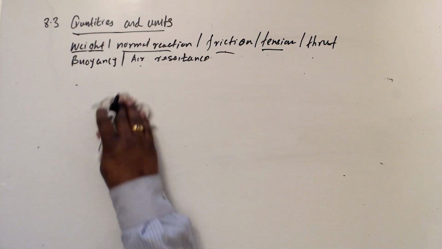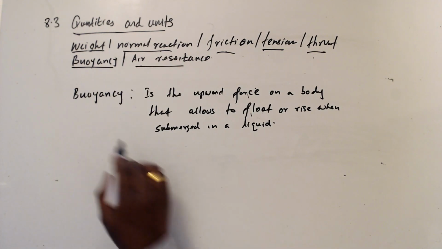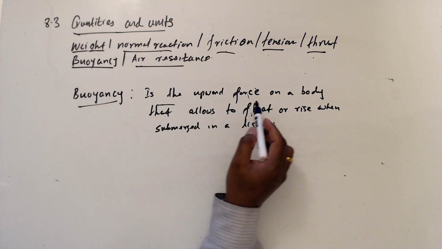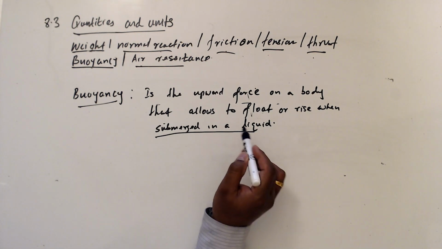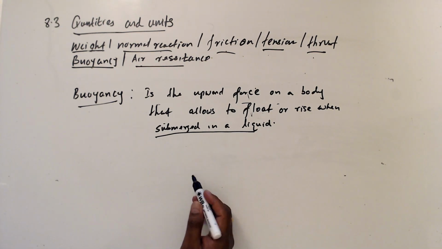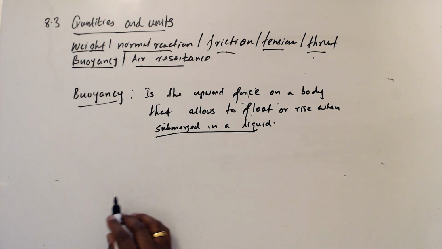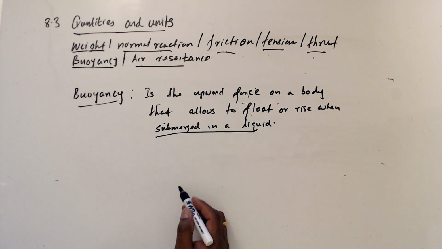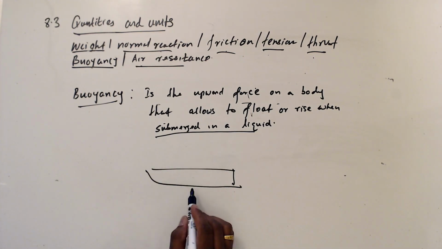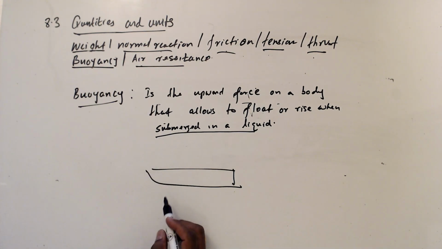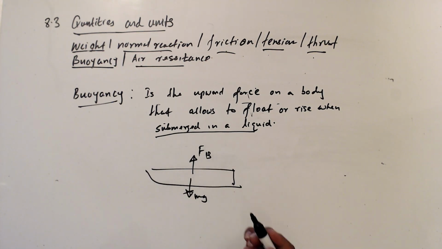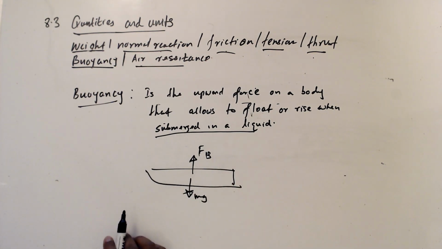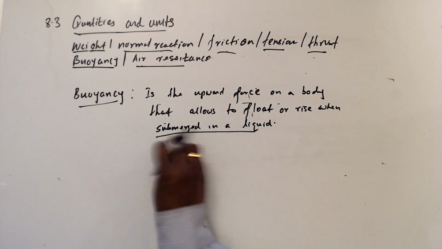And next one is buoyancy. Buoyancy is the upward force on a body that allows it to float or rise when submerged in a liquid. Because of this, that's how the boats don't sink in the water. We also call it buoyant force. So this is mg, and usually we mark the buoyancy with F_b. So the upward force exerted on the body.